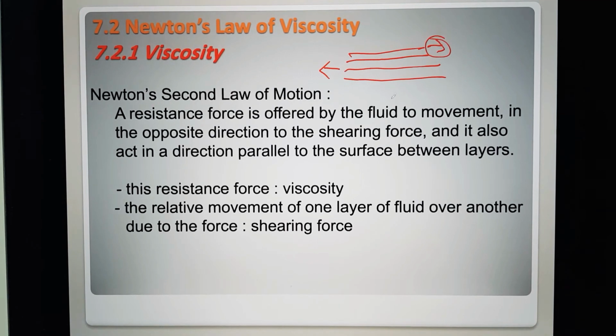However, when you have a certain force and that force has overcome this particular resistance, then of course the bottom part will follow the direction of the top part of the fluid to flow according to the direction. So the resistance of force, this is known as viscosity. Whether you require a low force or high force in order to move the fluid, the relative movement of one layer of fluid over another due to the force is known as shearing force.